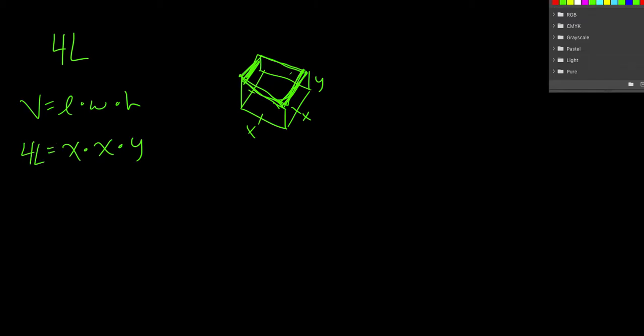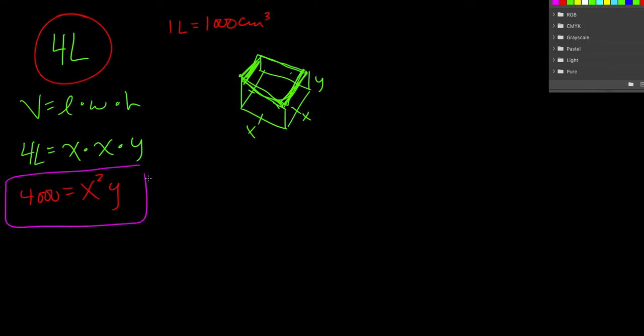Now we want to eventually get these heights, and our goal is to actually get the lowest surface area while maintaining this volume. And so what we're going to do is use 1 liter is equal to 1,000 centimeters cubed. And so I'm going to change this to 4,000 using that. And then with some simplification, we get x squared times y equals 4,000. All right, so this is an equation that we can use in the future.